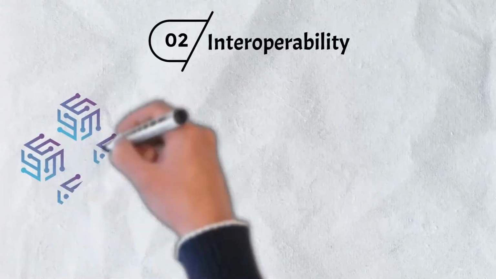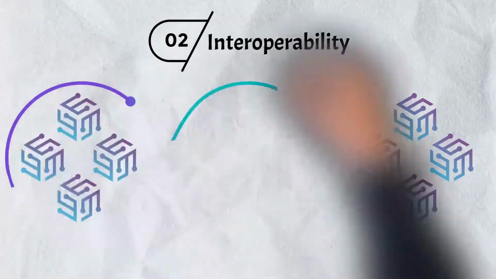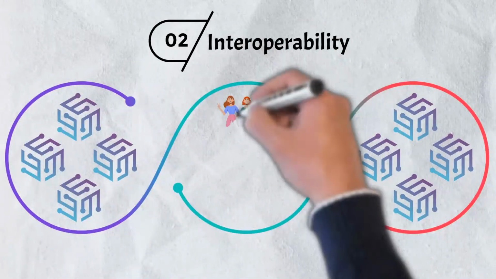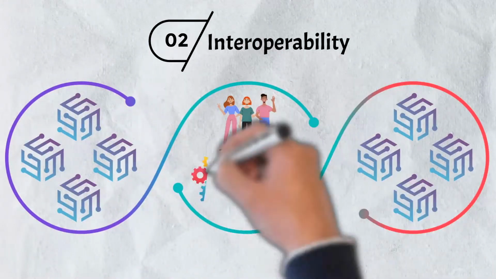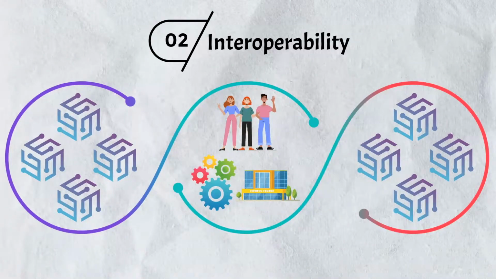Number 2. Interoperability. Interoperability is the ability of different blockchain networks to be able to communicate with one another in order to ensure a seamless sharing of information. People, projects, and businesses each have their own unique needs when it comes to blockchains. If everything were one size fits all, there would be little issues.